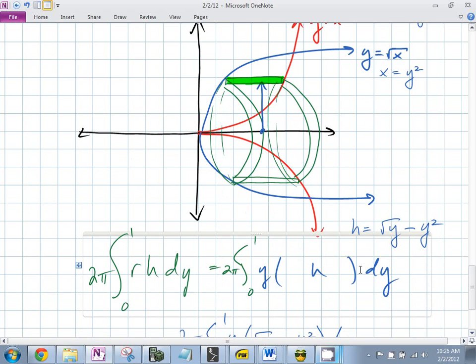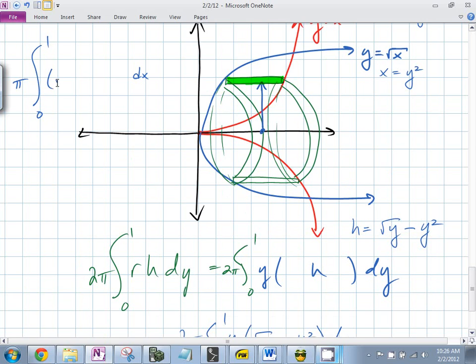What's the outer radius in this case? No, it's in terms of x now, right? It's root x squared minus x squared squared dx. Now here's the thing. In this case, which one is going to be easier to integrate? That one or that one? This one looks a little bit easier to integrate because you're going to get rid of that square root by squaring it. So it's about the same.